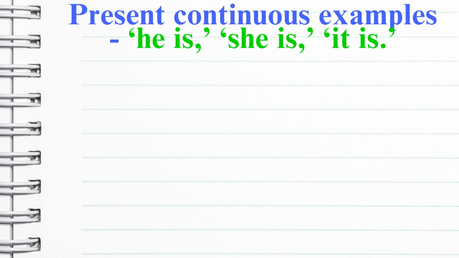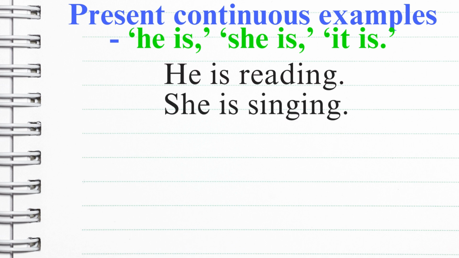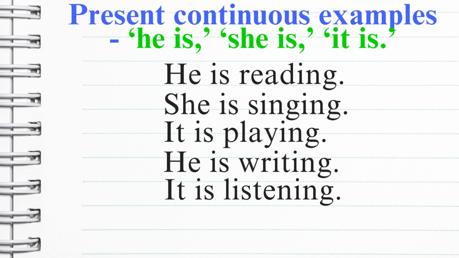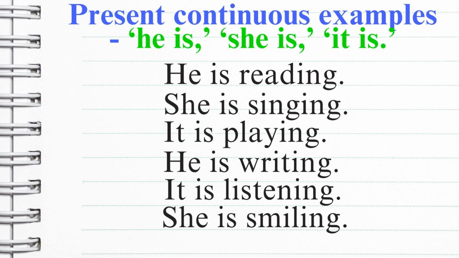Now let's have a look at the pronouns for other people. So he is, she is, it is. He is reading. She is singing. It is playing. He is writing. It is listening. And she is smiling.